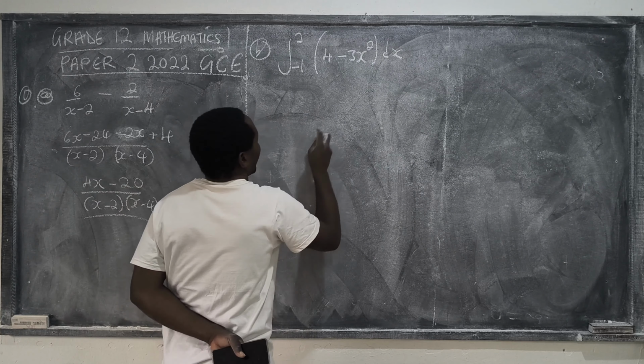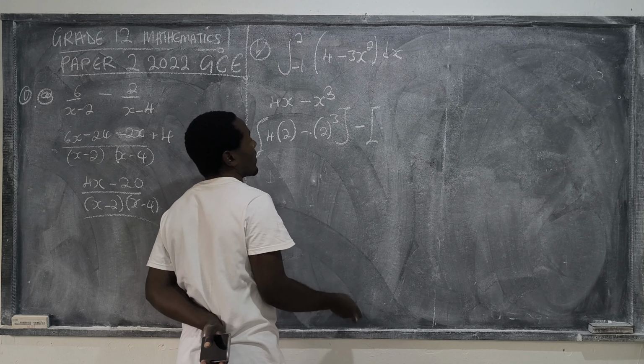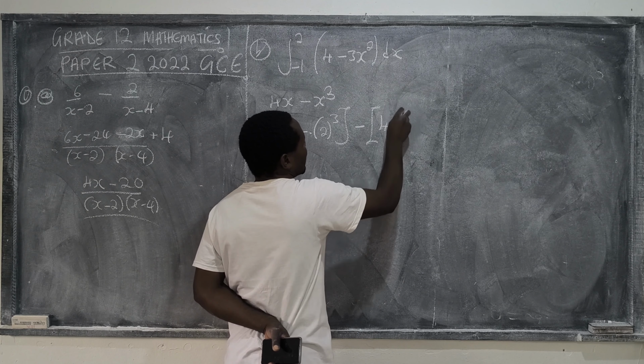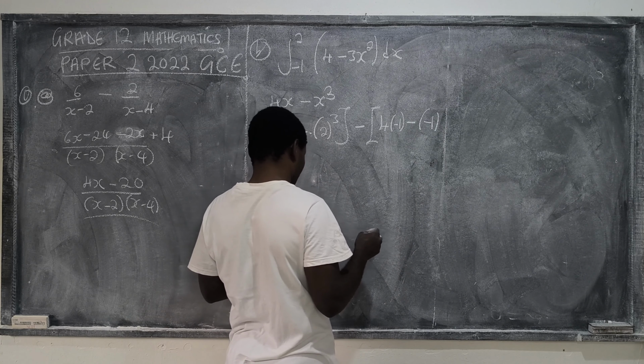Okay, so from there, we are going to integrate this, for which you are going to have 4x minus x cubed. Then from there, you're going to have 4, open the bracket, 2 close, minus open the bracket, 2 close to the power 3, done, like this. Then minus, open there, you are going to have 4, open, negative 1 close, minus open, then you have negative 1 close to the power. Let me check, I might swap the numbers.